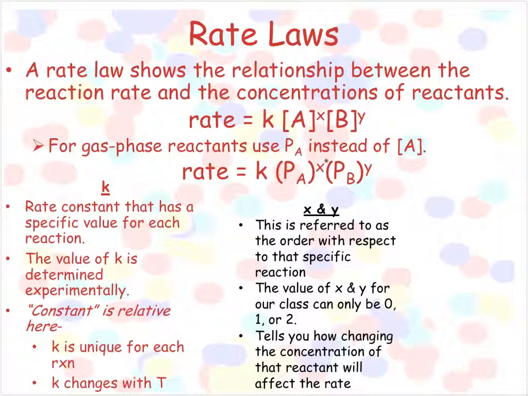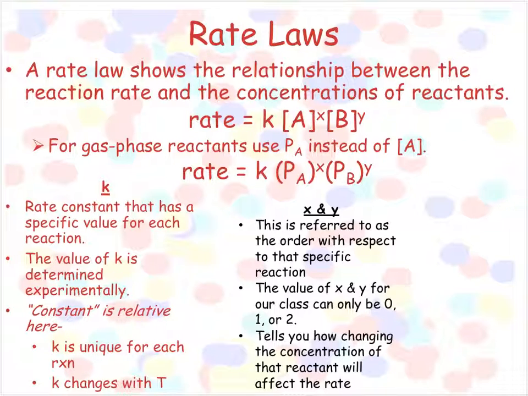Now let's talk about these little X and Y exponents that we have going on. This is what we call the order of the reaction. Basically for us, it can be between 0 and 2. So X and Y are always for us going to be a 0, a 1, or a 2. And what they're telling us is how the change in the concentration affects the change in rate. Let me give you an example of this.